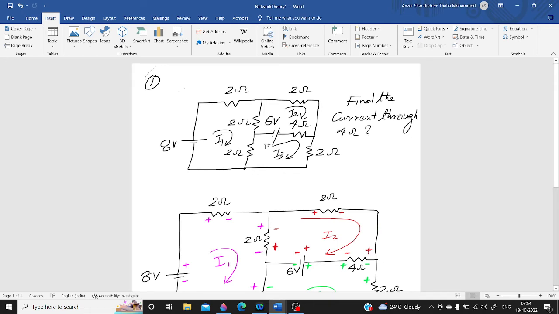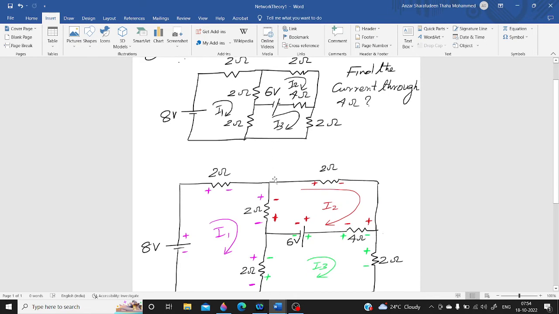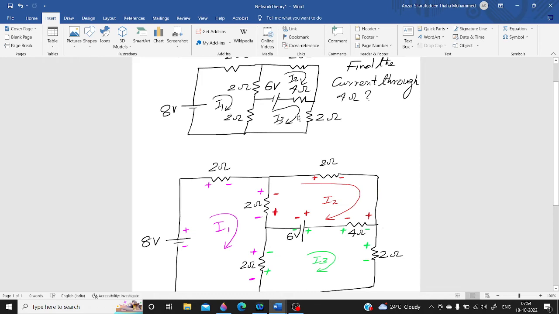So the first step is to find out how many meshes there are. We have found the meshes. There are three independent meshes. And we assign the current directions. So I have assumed I1, I2 and I3. You can give any values, or you can take this as I1, this as I2 and this as I3, but I have followed this fashion of I1, I2 and I3.